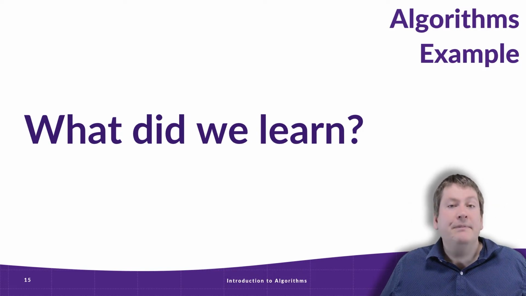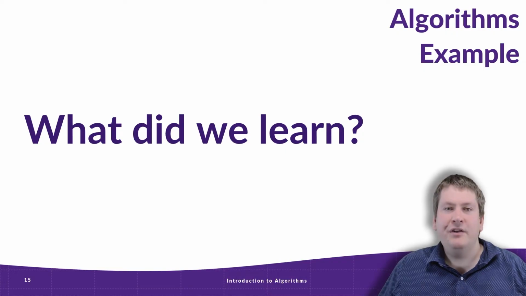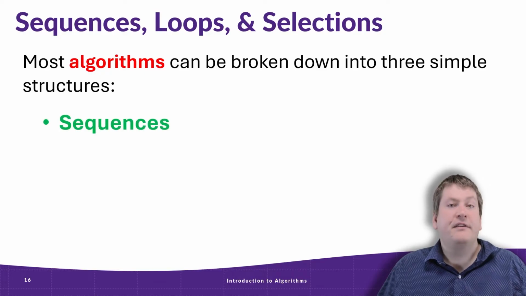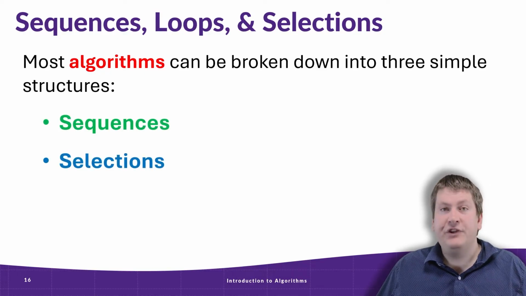It will be important to keep this in mind as we move forward in the course and start programming for ourselves. Most algorithms we are going to encounter can be broken into 3 simple types of instructions or structures. These are sequences, selections, and loops.